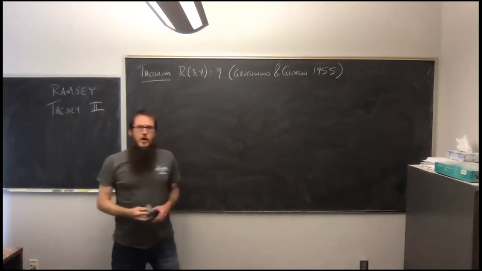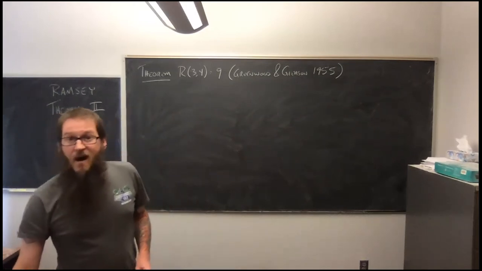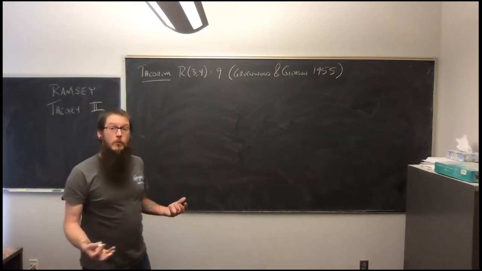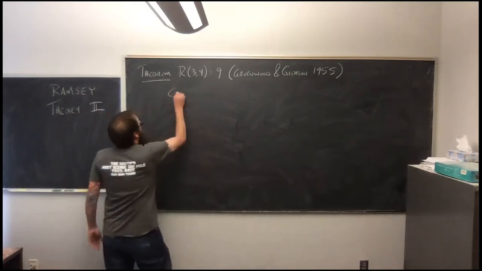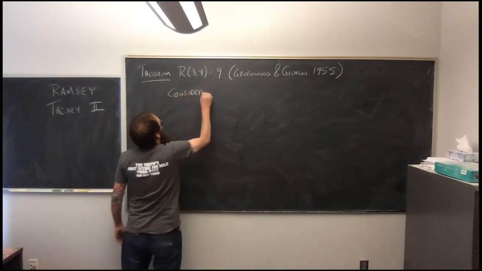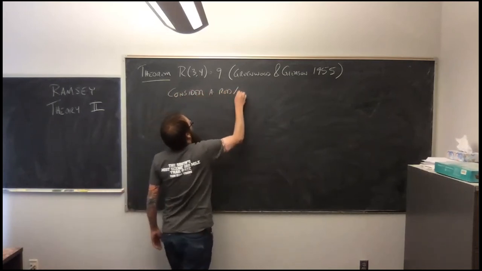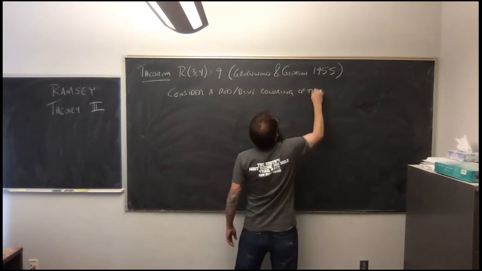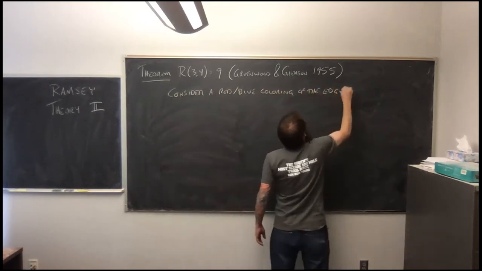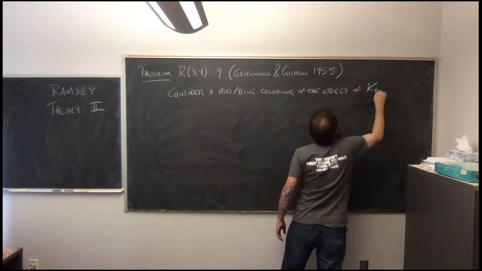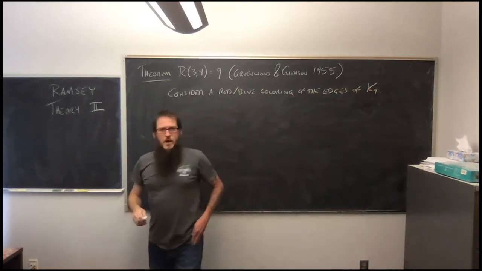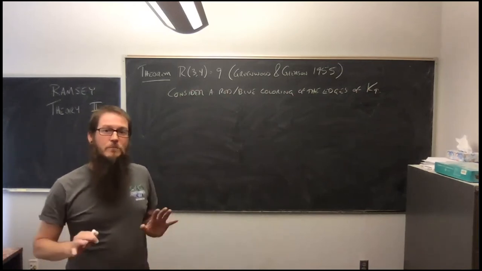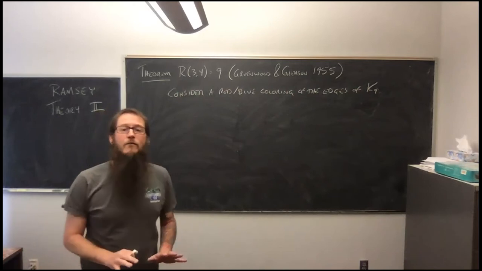So if we wish to show that 9 is enough to guarantee that this will happen, then we're going to consider an arbitrary red-blue coloring of K9. And unfortunately, there's not really an easy approach to this one. There's several different cases that we have. And what we're going to do is try and build on the results that we already have.